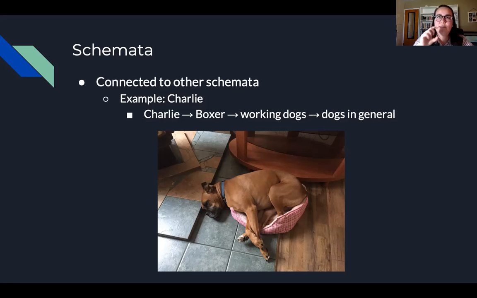So let's take my schema of a dog in the form of Charlie. That schema for Charlie is then connected to a larger schema for boxers, boxer dogs in general. And when I think of boxers, I don't just think of the boxers that are this brown color. I think they're called fawn, but there are brindle boxers, there are white boxers, there are black boxers, things like that. That then is connected to my schema for working dogs. So these bigger, stronger dogs that were bred for some sort of purpose. And then that is also linked to my schemata for just dogs in general, right? Aside from working dogs, you have all sorts of other categories of dogs as well.